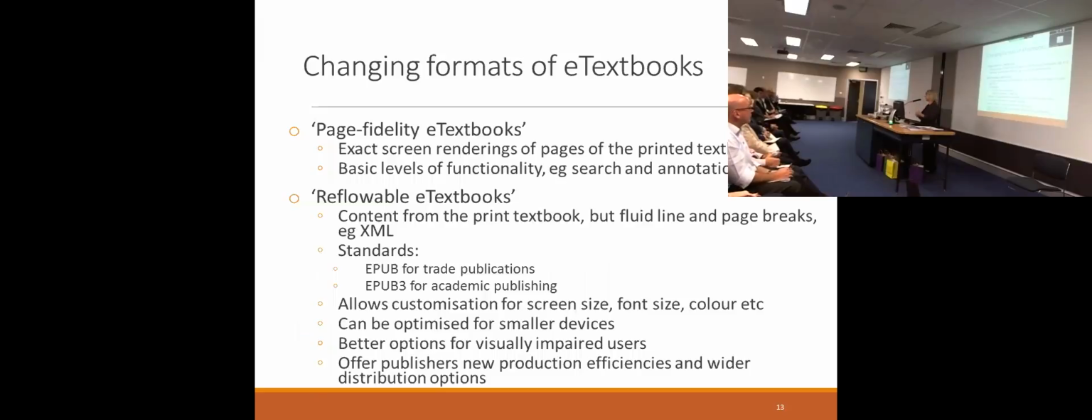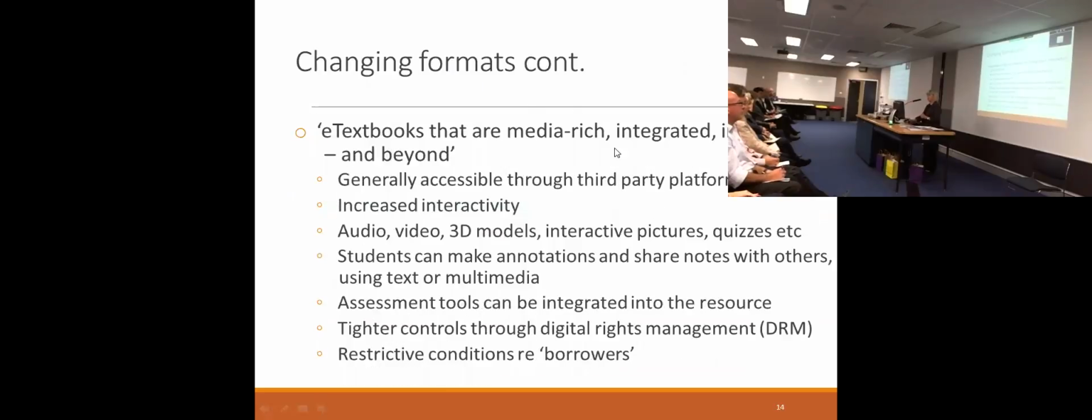Reflowable, that's of course when XML comes in, and they're much more dynamic. So it depends on the device that you're using, how the page layout all changes and flows in a different way. So there are standards, obviously, for those, like EPUB and EPUB 3. That allows different options for visually impaired users, for example. So there's lots more flexibility around those, but you'll hear far more about that later on.